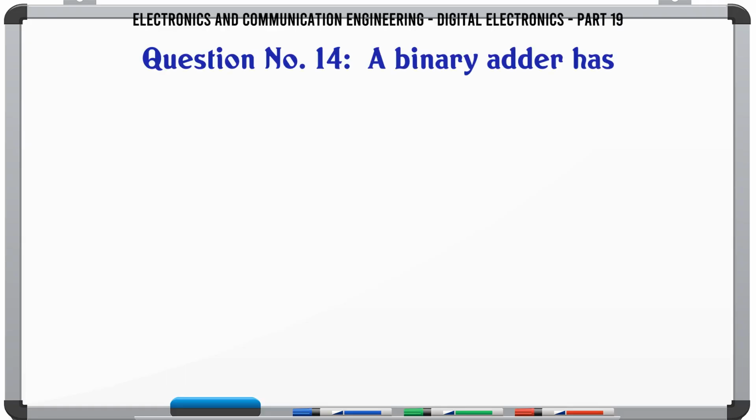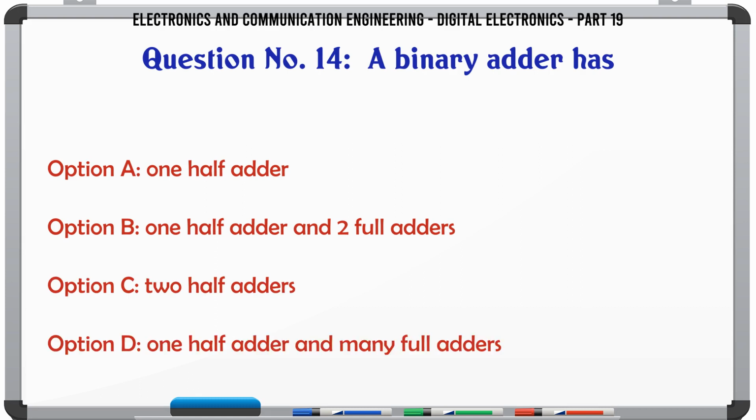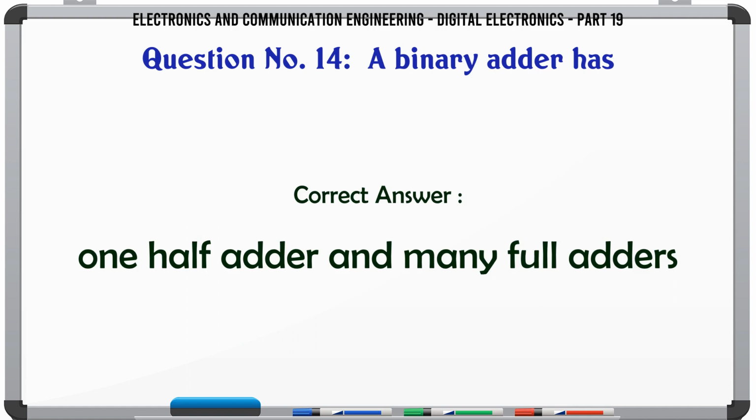A binary adder has: A. 1 half adder, B. 1 half adder and 2 full adders, C. 2 half adders, D. 1 half adder and many full adders. The correct answer is 1 half adder and many full adders.